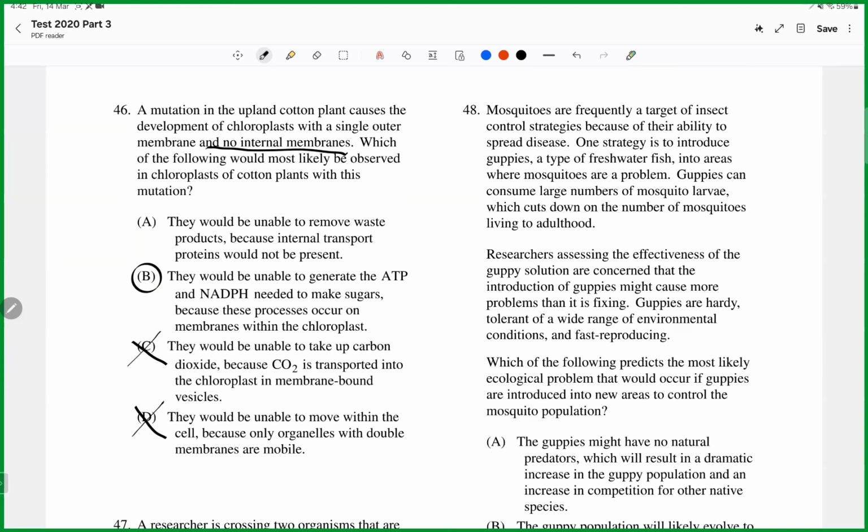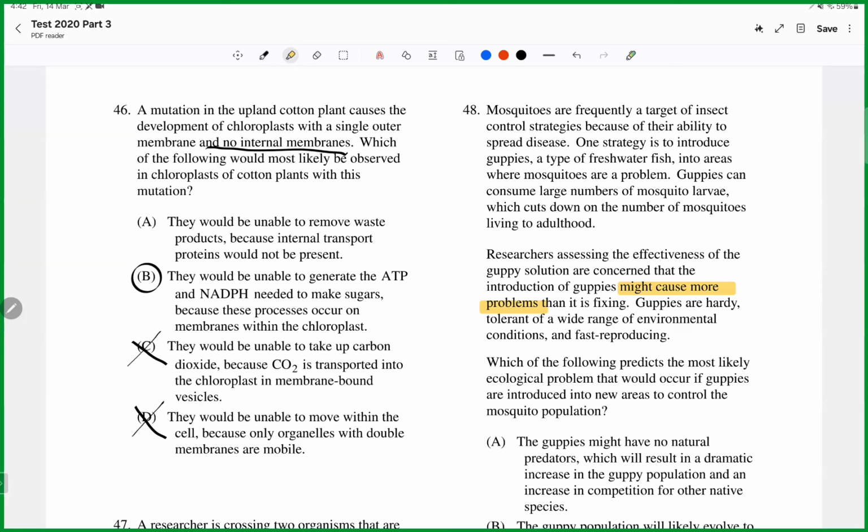Mosquitoes are frequently a target of insect control strategies because of their ability to spread disease. One strategy is to introduce guppies, which is a freshwater fish, into areas where mosquitoes are a problem. Guppies can consume large numbers of mosquito larvae, which cuts down on the number of mosquitoes living to adulthood. But then there's a fear that if you were to introduce guppies, you might cause more problems.